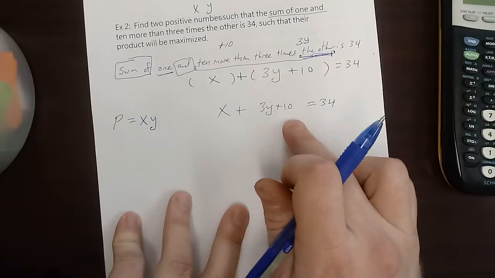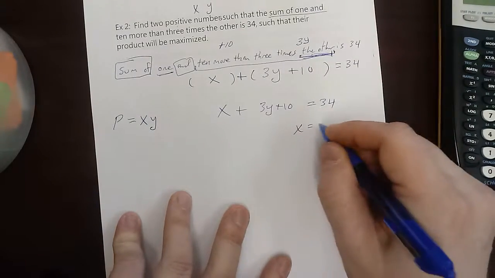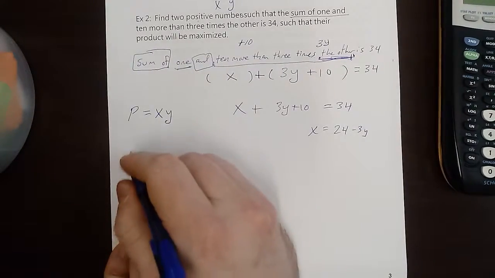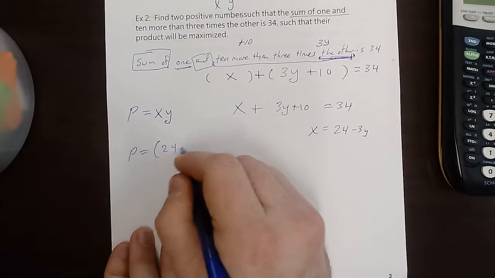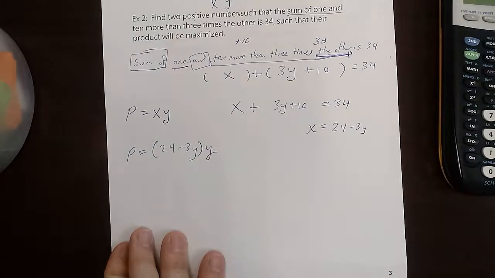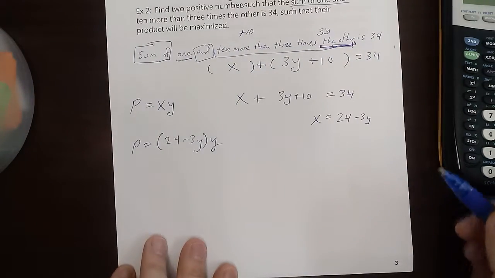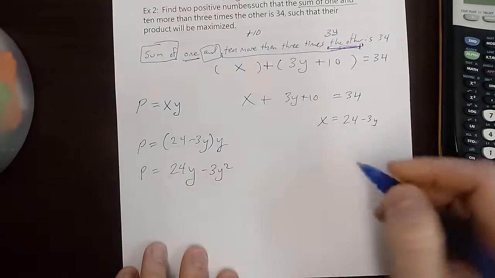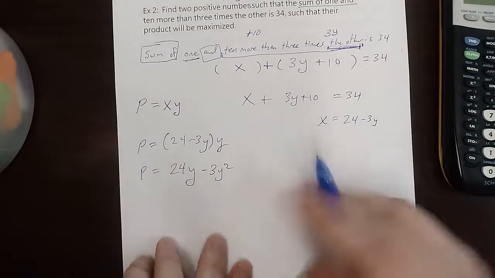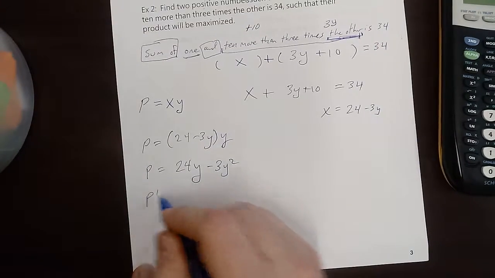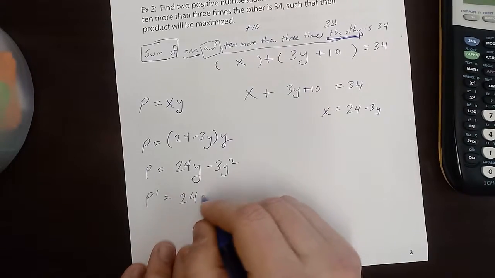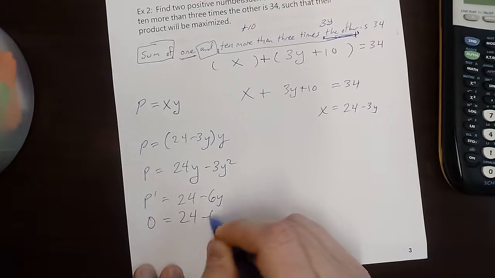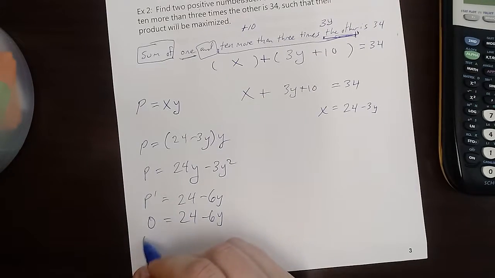So I'm going to subtract the 3y and the 10 from both sides and get x is equal to 24 minus 3y. So then when I go over here and substitute it, I'm going to get product is equal to 24 minus 3y times y. So product is now equal to 24y minus 3y squared. So just like our last question, now I can take the derivative of this, so I can say p prime is equal to 24 minus 6y, set it equal to 0 and solve.